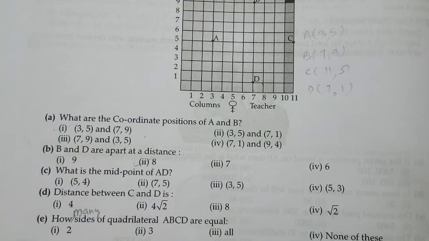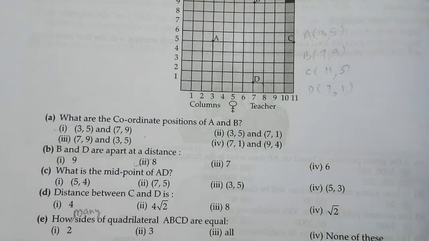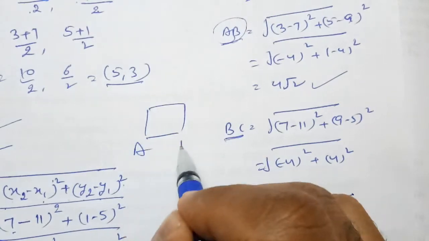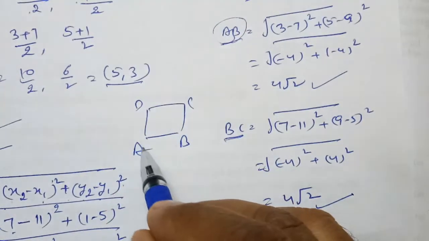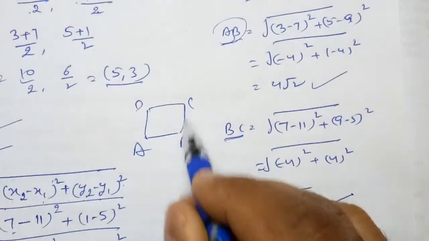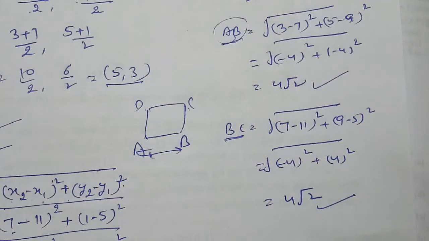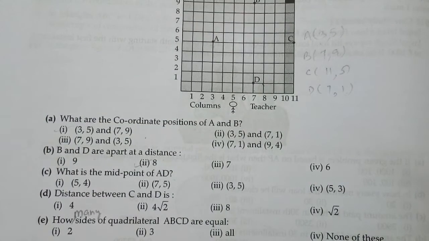So the answer is that all the sides are equal. You have to use the distance formula to find the distance. For this ABCD, when the coordinates of all these points are given, you have to use the distance formula, and by using it all the sides are equal. So we will write here that all the sides are equal. So the third option.